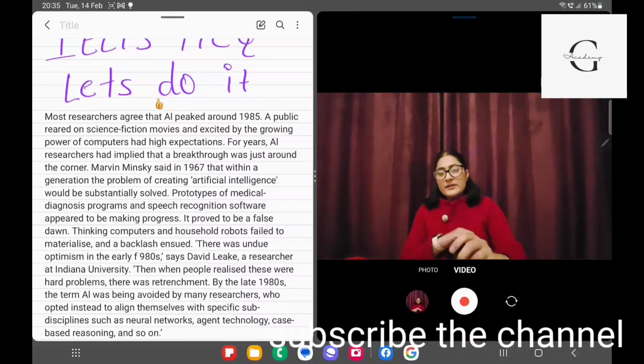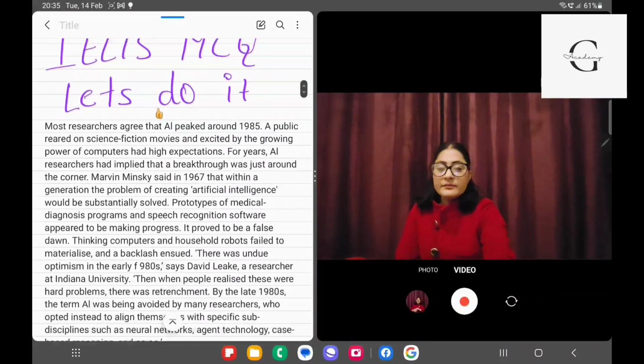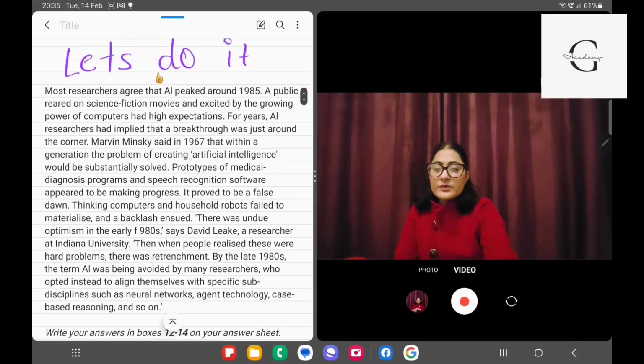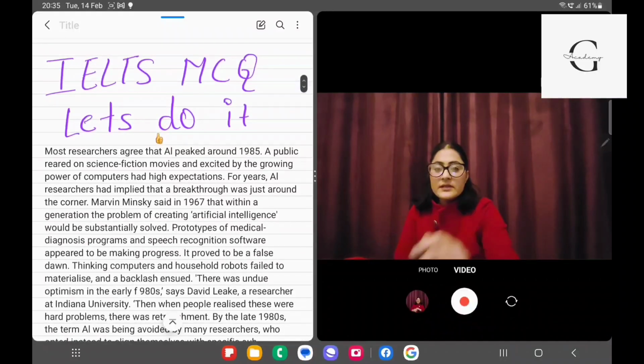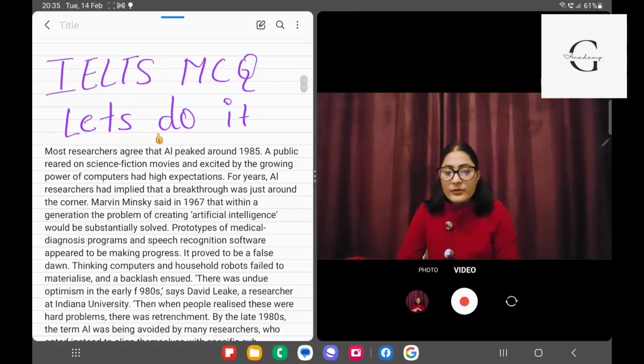So here you can see I have just chosen a paragraph. These are the IELTS MCQs and I'm going to do it with you all, so you can understand how to attempt them in an easy way and get your doubts cleared.